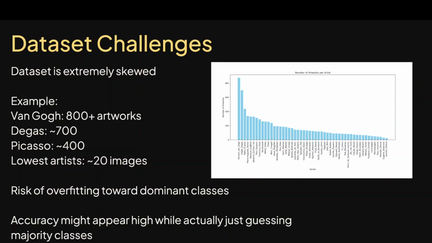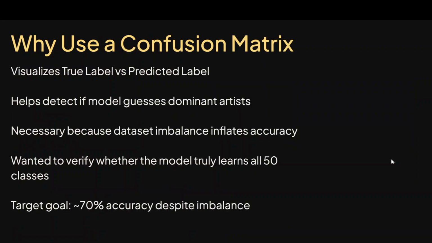This extremely skewed dataset immediately raised alarm that the model may overfit to the dominant classification, and while it may appear to have a high accuracy rate, it's just guessing the more prominent classifications rather than learning for all the classes. To combat this, we decided on visualizing our model results with a confusion matrix.